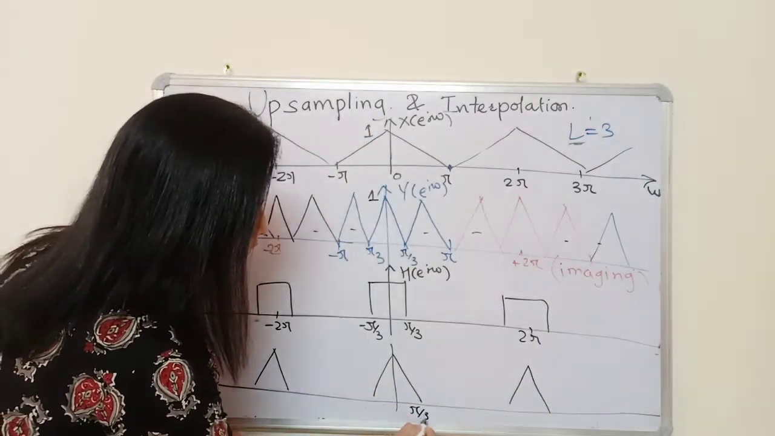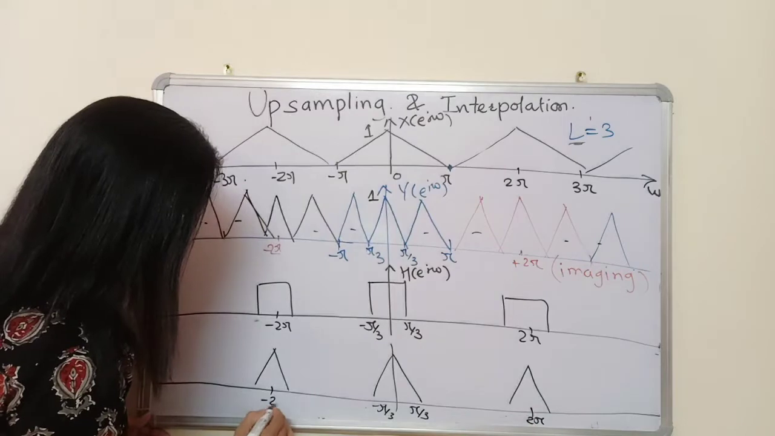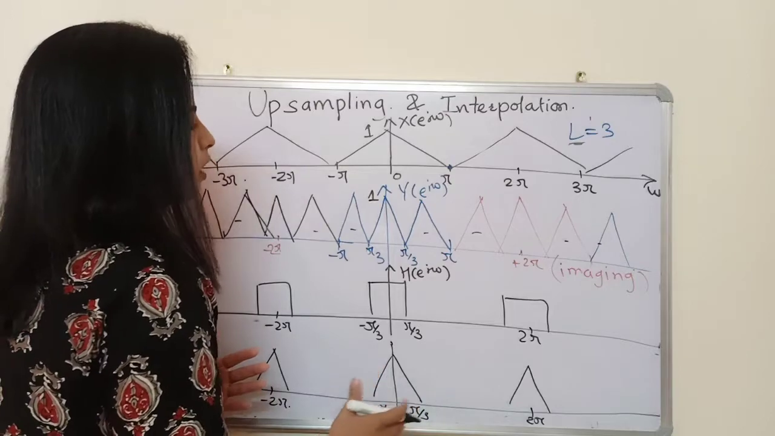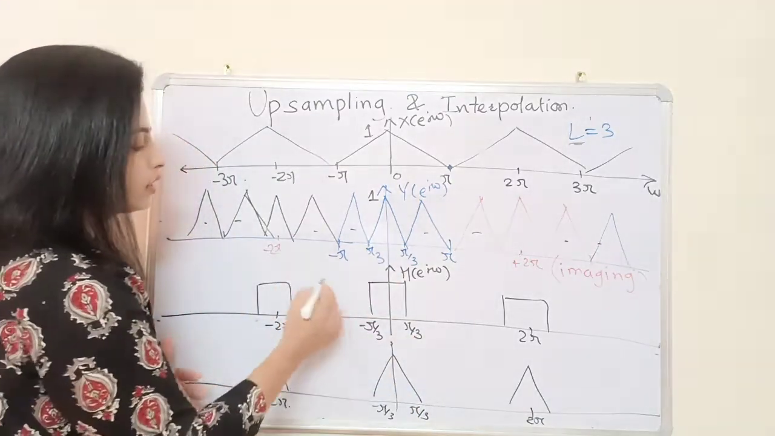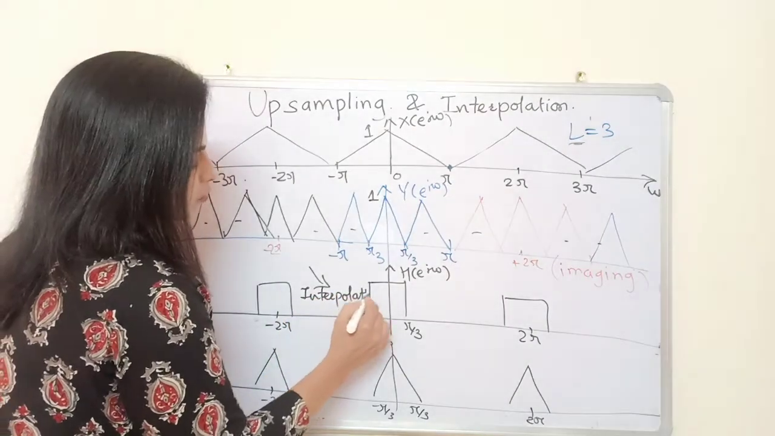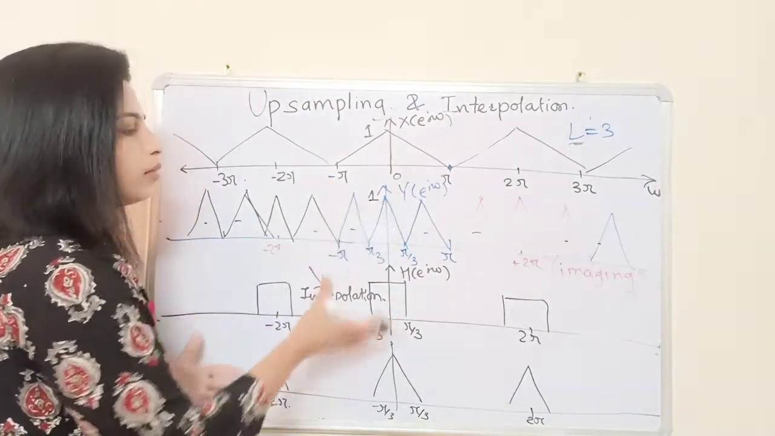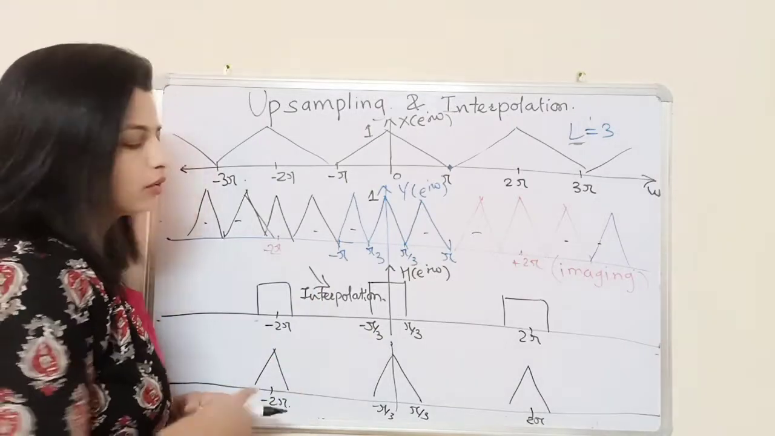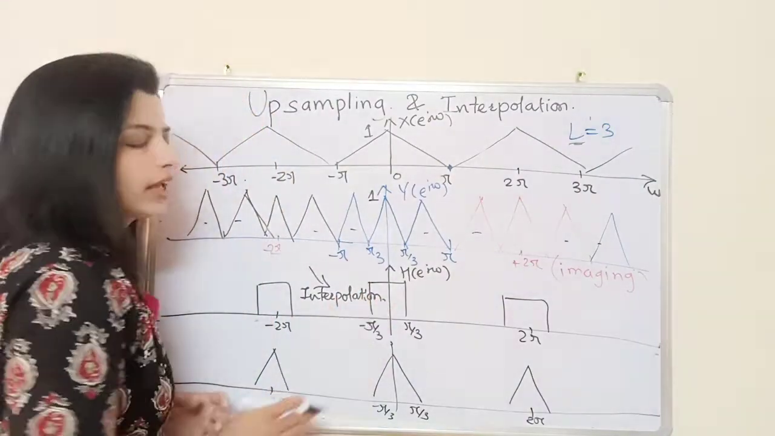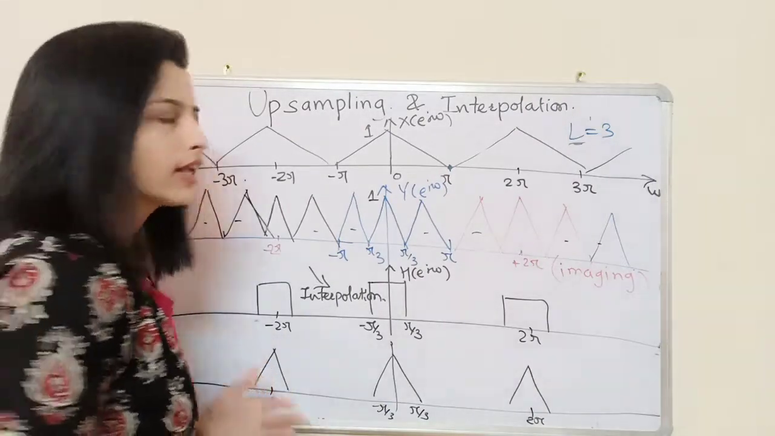I'll write the frequencies here. This is pi by 3, minus pi by 3. The center point is 2 pi. This is minus 2 pi. So this is the Y of e raised to j omega after interpolation. You can see this stage is called interpolation. Interpolation is passing this upsampled signal through a low pass filter of a specific frequency, which is related to the upsampling factor. So pi by L is the cutoff frequency of this low pass filter. We'll draw a block diagram of this.